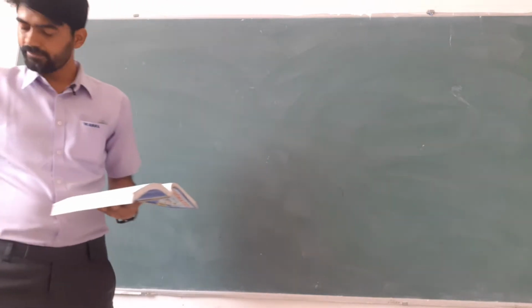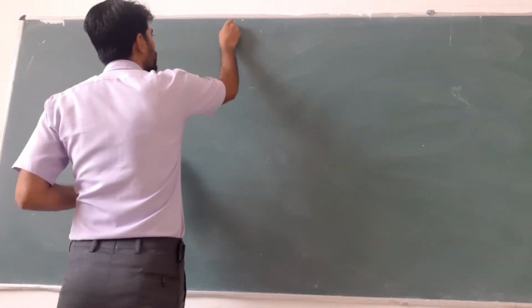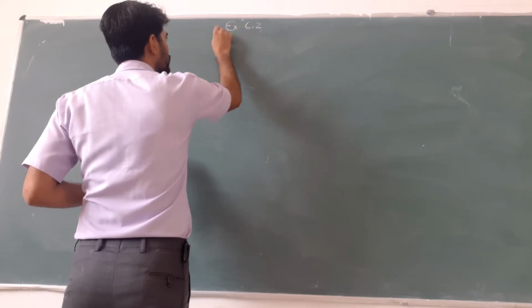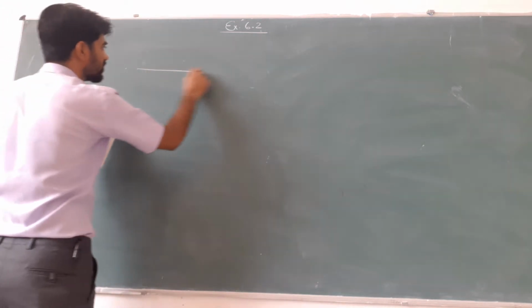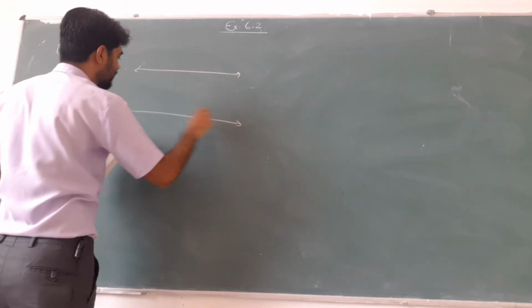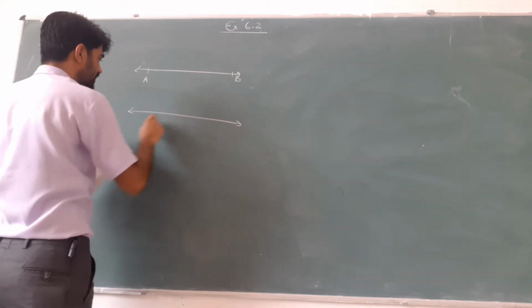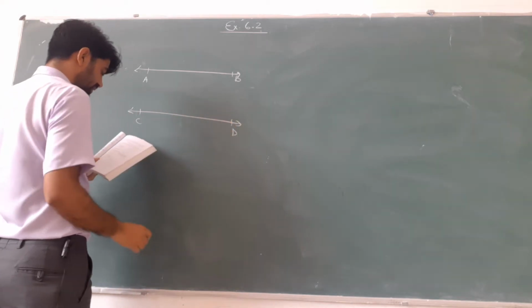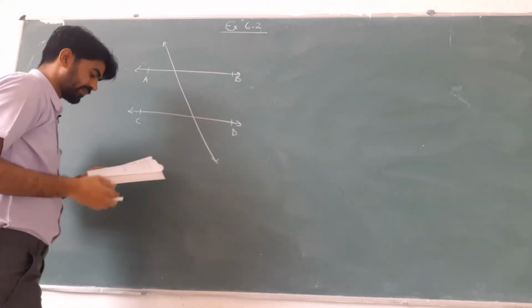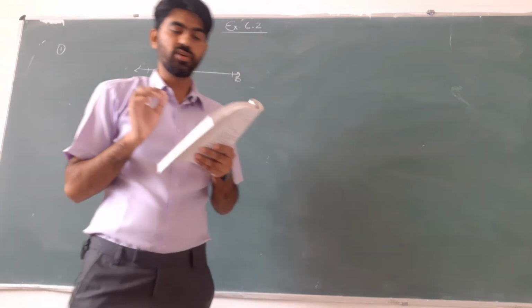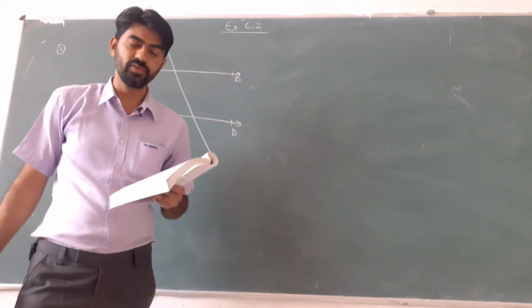Now see what is the first question of exercise 6.2. Exercise 6.2, question number 1. Figure is given, so I am just drawing the figure. In this figure we have lines AB and CD intersected by a transversal. Find the values of x and y and then show that AB is parallel to CD.